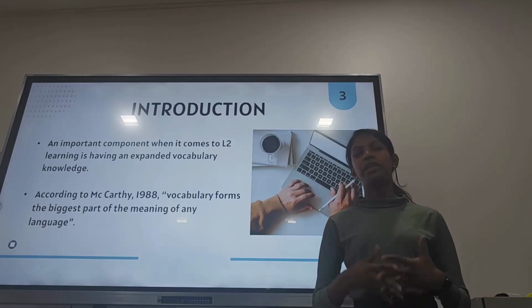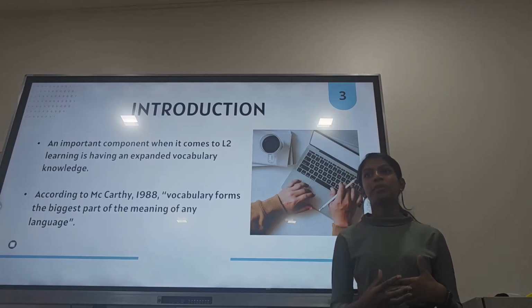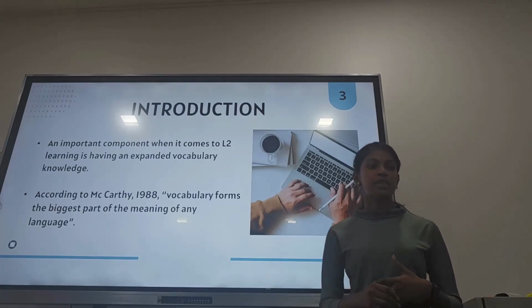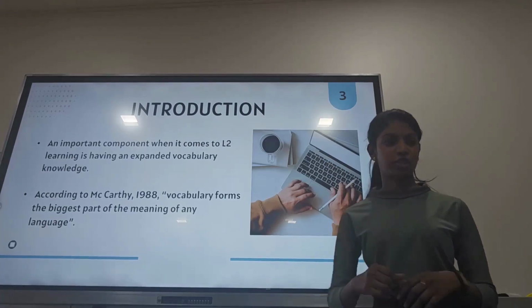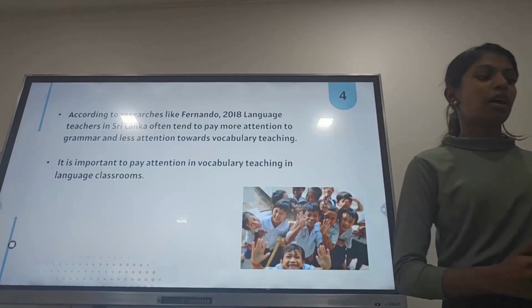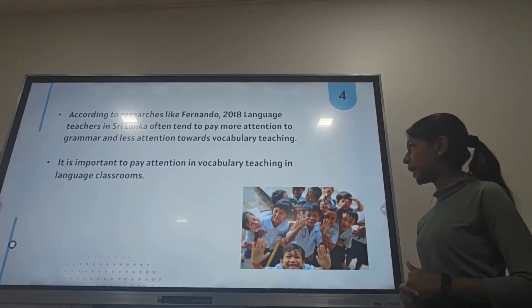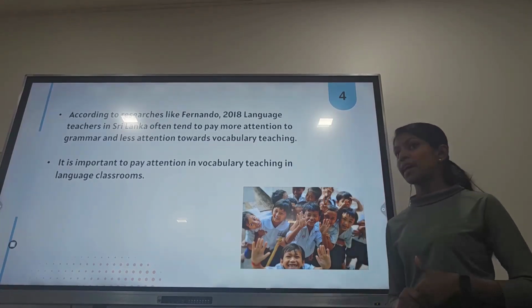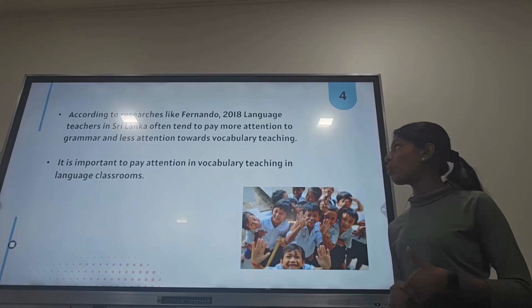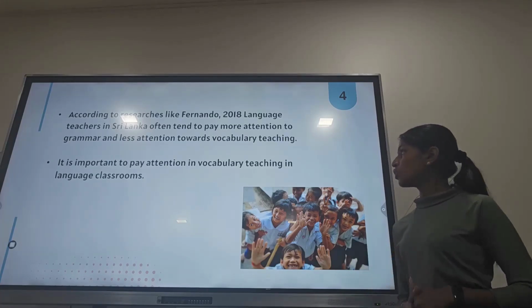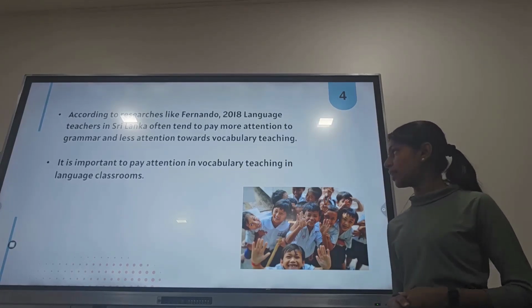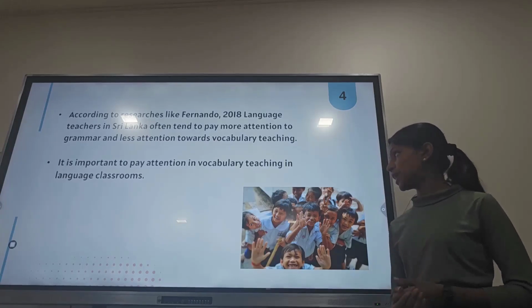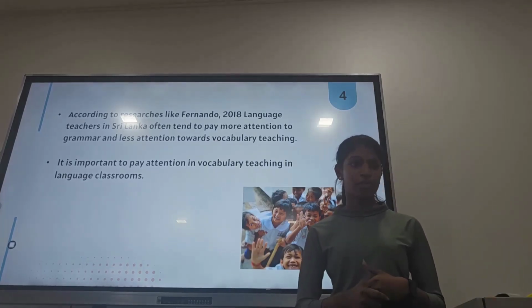When it comes to vocabulary learning and teaching, vocabulary plays a huge role in language acquisition. According to McCarthy 1988, vocabulary forms the biggest part of the meaning of any language. But researchers like Fernando 2018 have mentioned that teachers in Sri Lanka often tend to pay more attention to grammar and less attention to vocabulary teaching. So based on that, it is important to pay attention to vocabulary teaching in language classrooms.